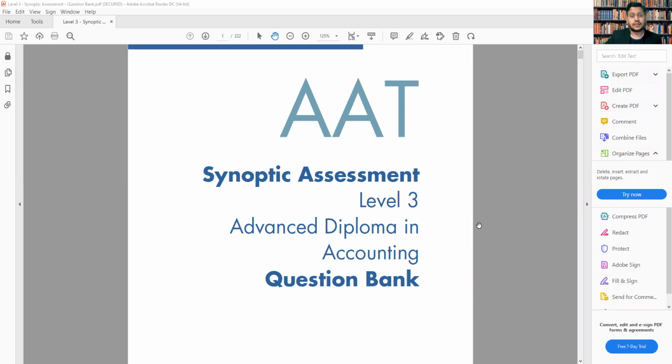Next month, even if your Indirect Tax is left, you can still do the Synoptic exam. But if you have any other paper left except Indirect Tax, you cannot do the exam unless you pass that paper. So you need to make sure you pass all the papers before you actually do the Synoptic exam.